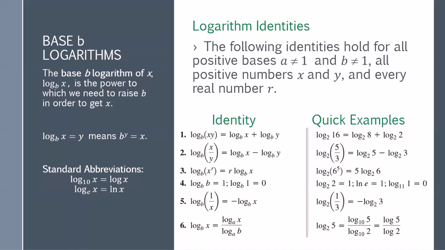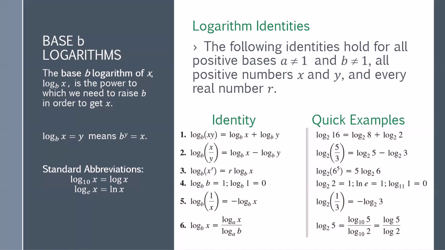Of course, logarithms have a number of properties, and all of these properties come from the properties for powers. So for example, base b log of x times y is base b log of x plus base b log of y. The log of x over y is the log of x minus the log of y. The log of x to the r is r times log of x.